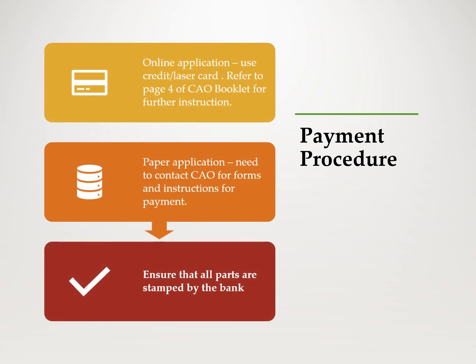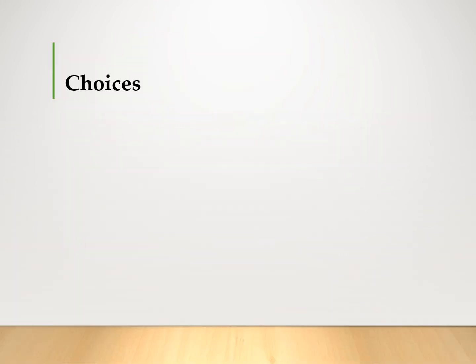Payment procedure. Online application, use your credit or laser card, and again the information on that is in the CAO handbook. Paper application, very few people use the paper application, but if you wish to apply using the paper application, you will need to contact the CAO office for that, and ensure that all parts are stamped by the bank so that you have a record.